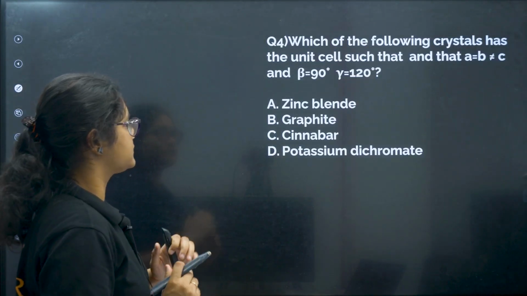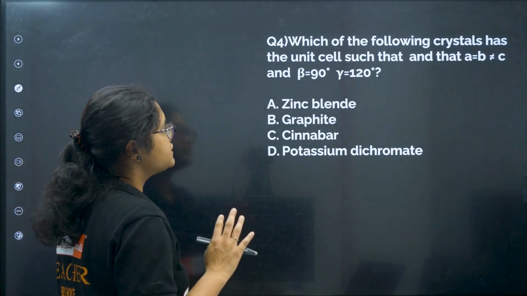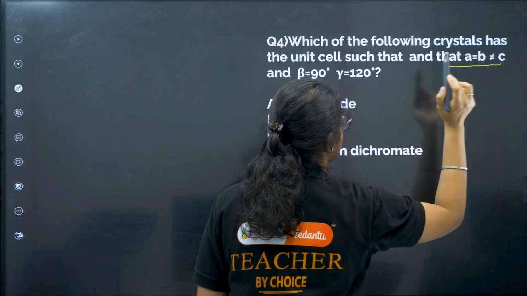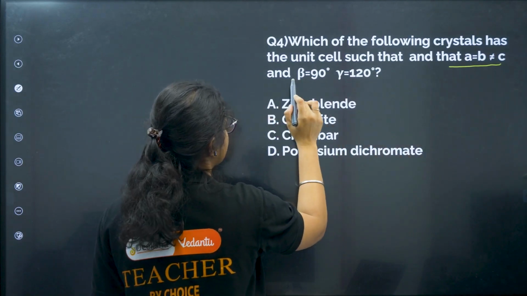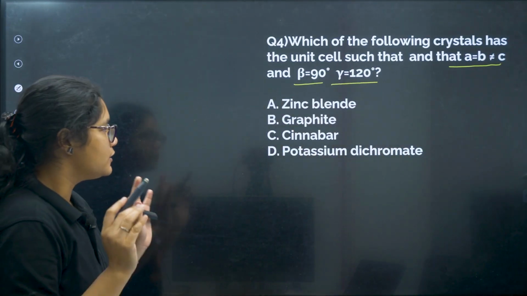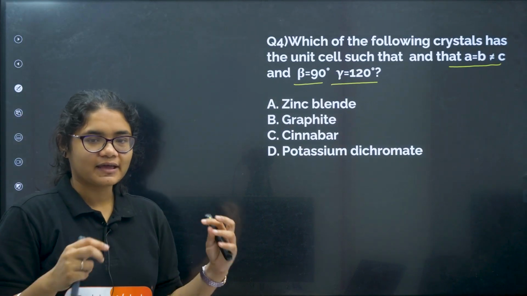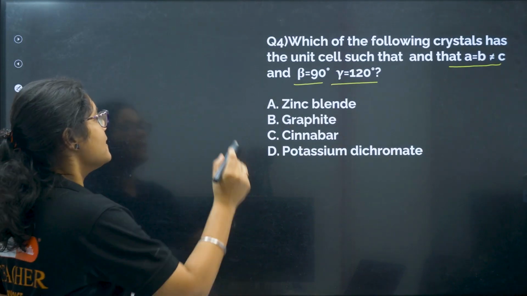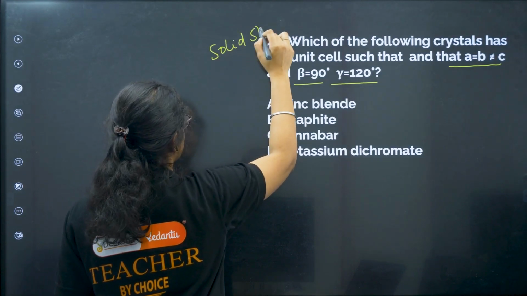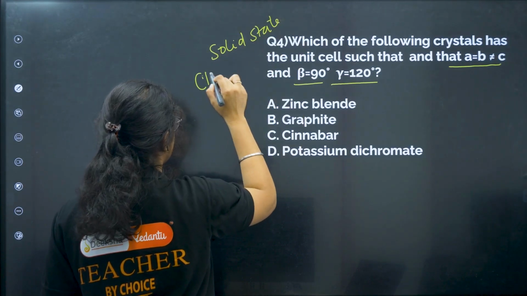Now coming to the next question, question number 4. Which of the following crystals has the unit cell such that A is equal to B is not equal to C and beta is equal to 90 degree, gamma is equal to 120 degree. So now you might be thinking where we have studied. Do not worry, this question has come from the chapter solid state. But this chapter is your deleted portion.